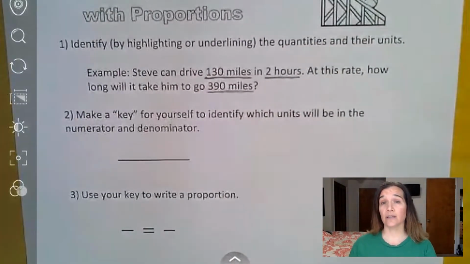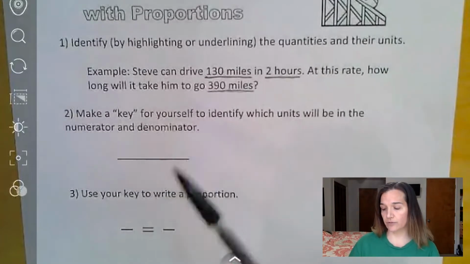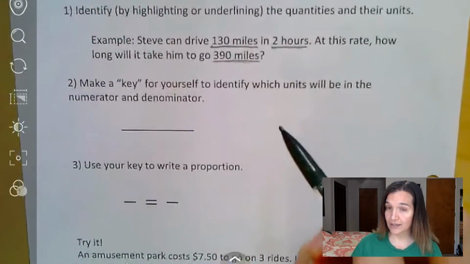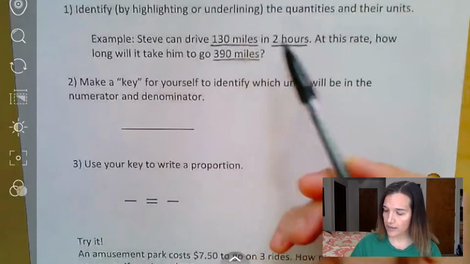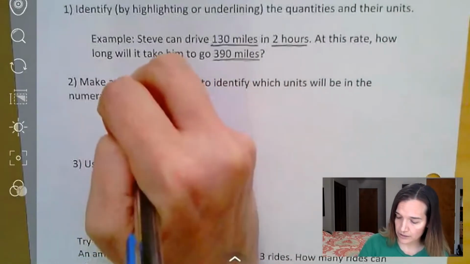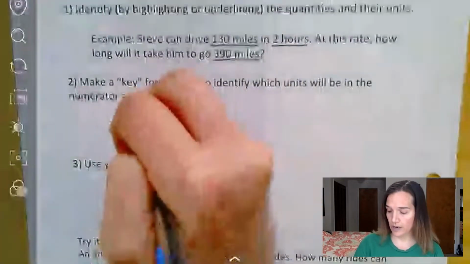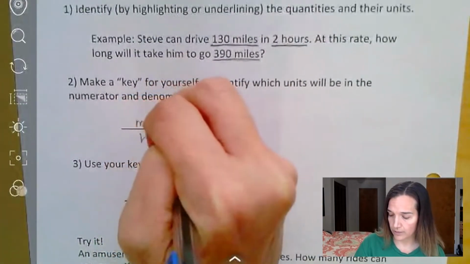And then step 2, make a key for yourself so you can identify which numbers or units you're going to put in the numerator and which ones you're going to put in the denominator. And then you have to stick with that. So you make a decision and then you stick with it. There isn't a wrong decision, but as long as you make one, then you have to go with the thing that you chose. So for example, we have units of miles and hours. So I'm going to stick with all my miles numbers will go in the numerator and all my hours numbers will go in the denominator.